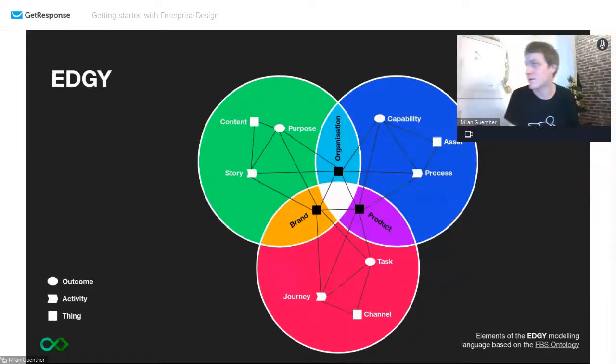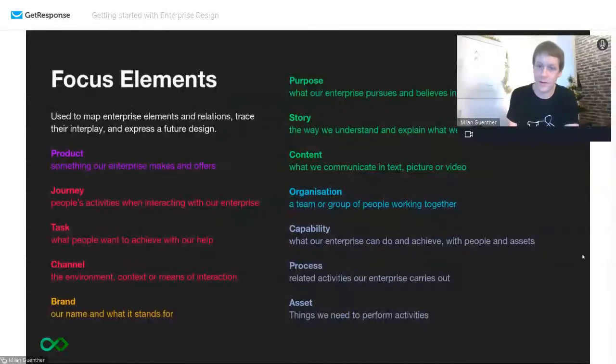So here you have a set of elements that we often use when modeling enterprises, like the purpose, the story that it tells, the customer or other people's journeys, what kind of channels we use to reach them, our processes and capabilities, and how we use assets. And then at the intersections, our organization design, our product design, our brand design. And you see that we reference here the FBS ontology. So I will talk about that next year in the Edgy webinar in more detail. Here you have some definitions. We will share the slides afterwards for you to look at.